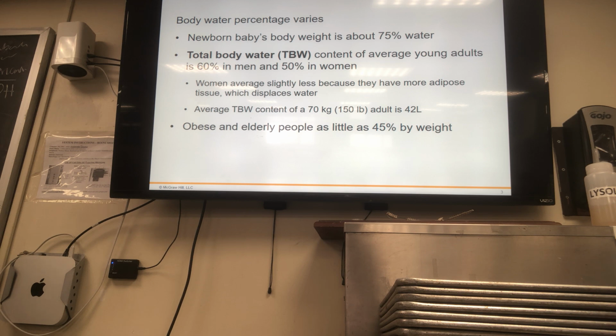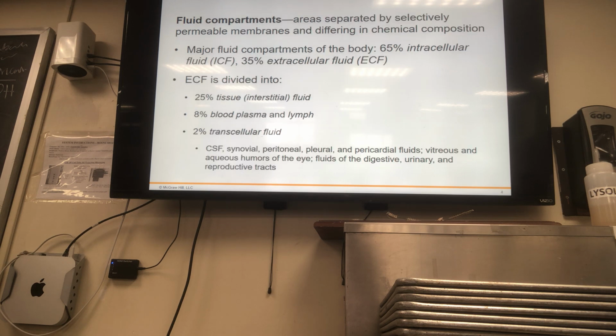So women have more concentration of what? Fats, lipid. Okay. So women's average is slightly less because they have more adipose tissue, which displaces water. The average total body water content of a 70 kilogram adult is 42 liters. In the obese and the elderly it is as little as 45% by weight. So we are 60% water as men and 50% water as females.